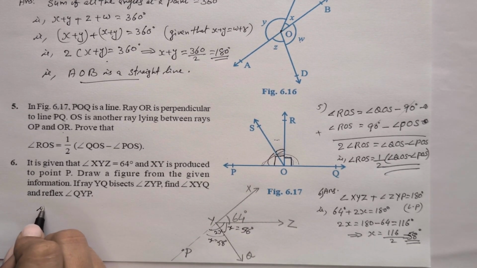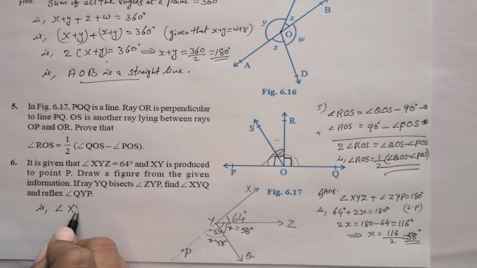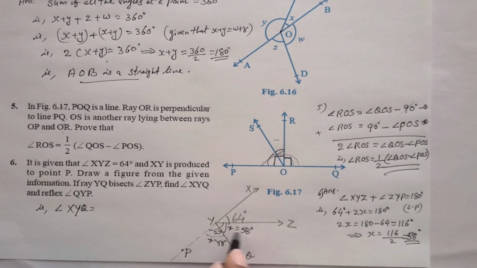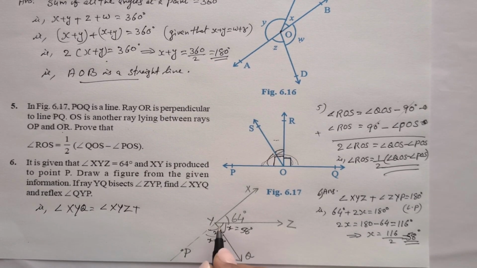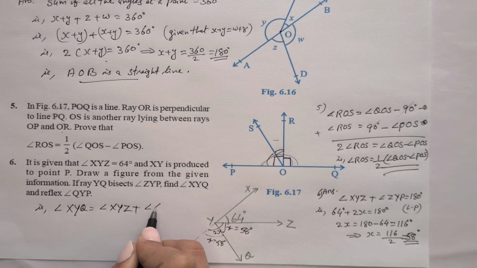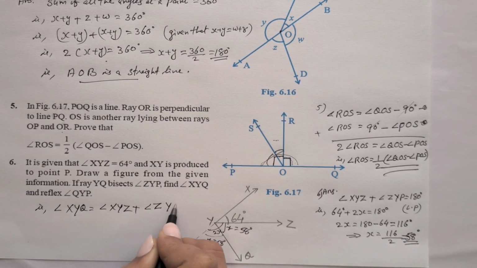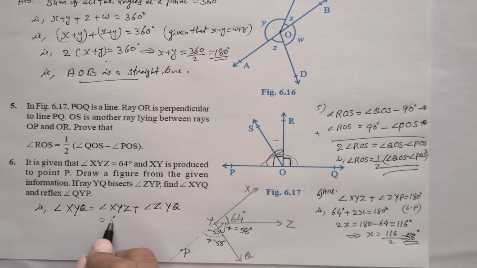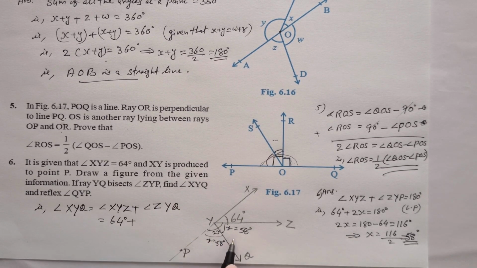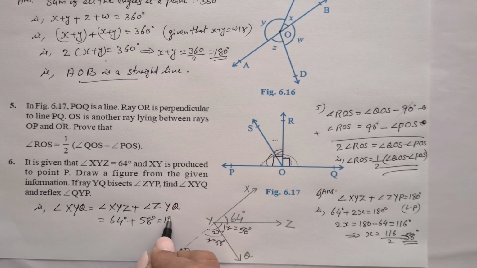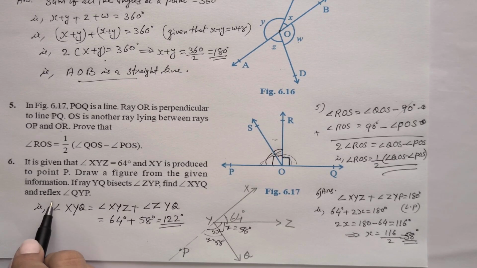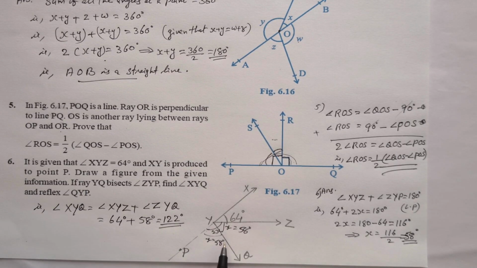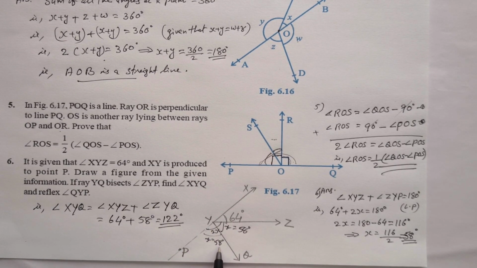XYQ. That means angle XYQ is equal to XYZ plus ZYQ, which means 64 degree plus 58 is equal to 122 degree. First part. Then reflex of QYP. QYP, that is 58 degree.